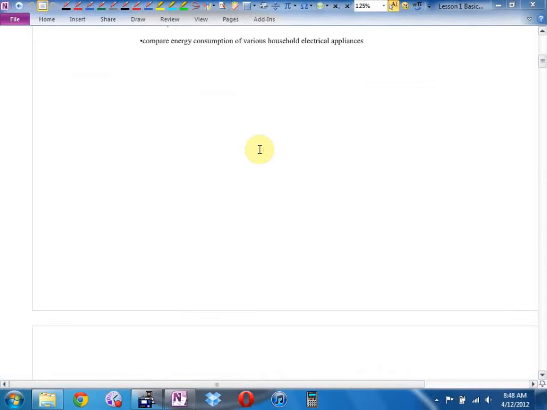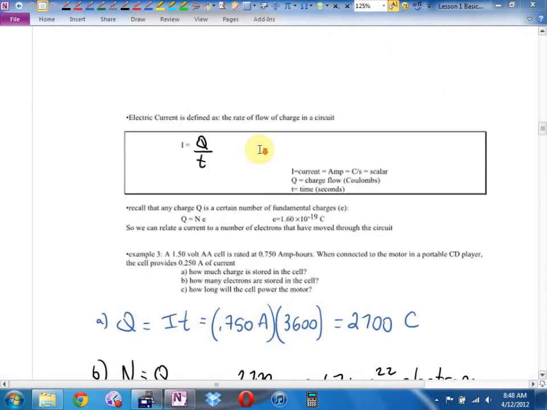Lesson one, we looked at basic circuit concepts. I introduced to you the idea of current. We said that current was how fast the charges were flowing, the rate of flow of charge. Current was defined as Q divided by t. It's coulombs per second. It's like a speed, sort of.